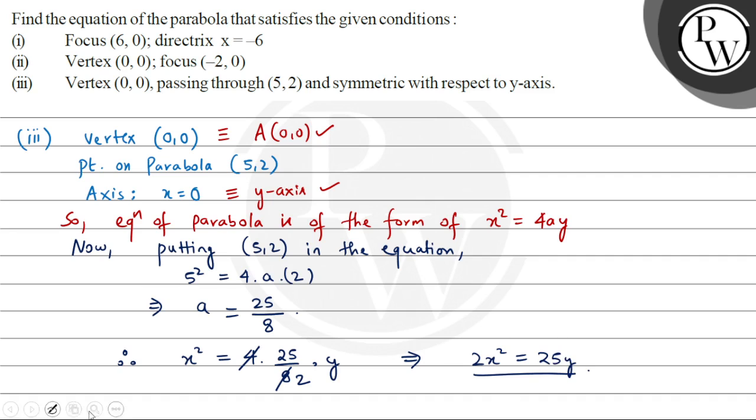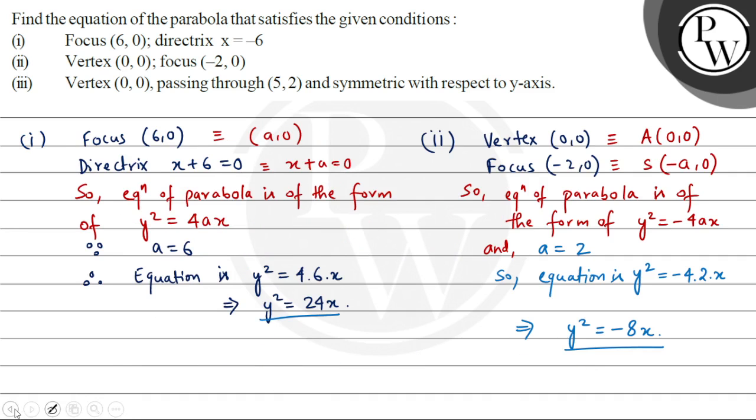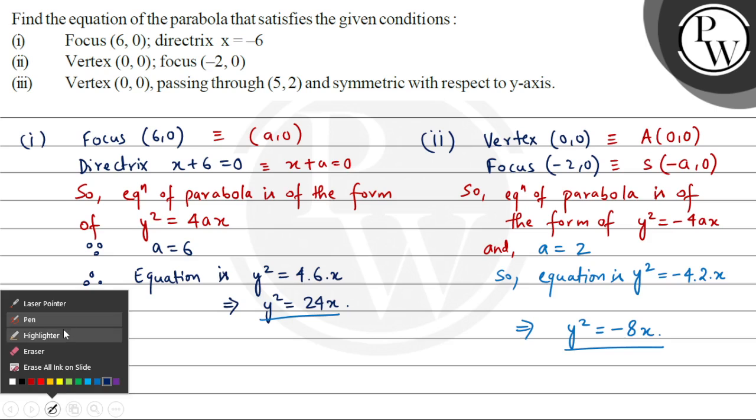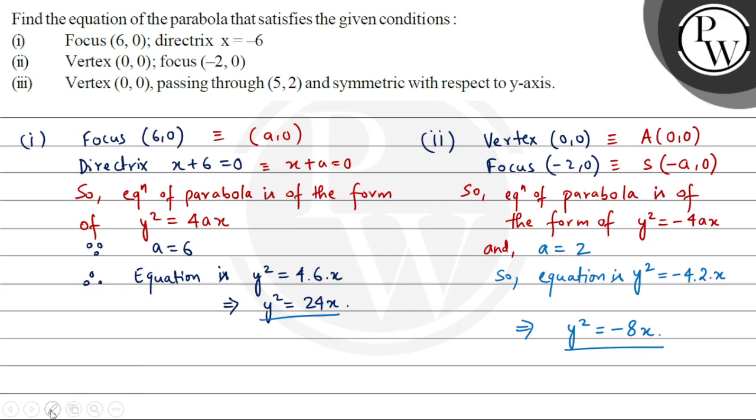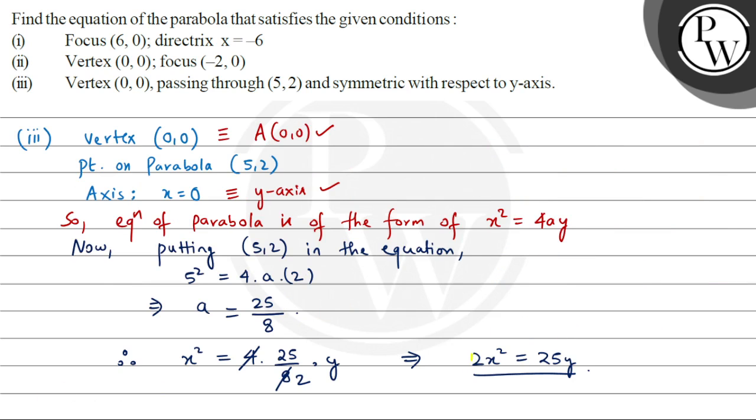So we have the final answers. For the first exercise, the final answer is y square equals 24x. For the second, we have y square equals minus 8x, and for the third, the final answer is 2x square equals 25y.